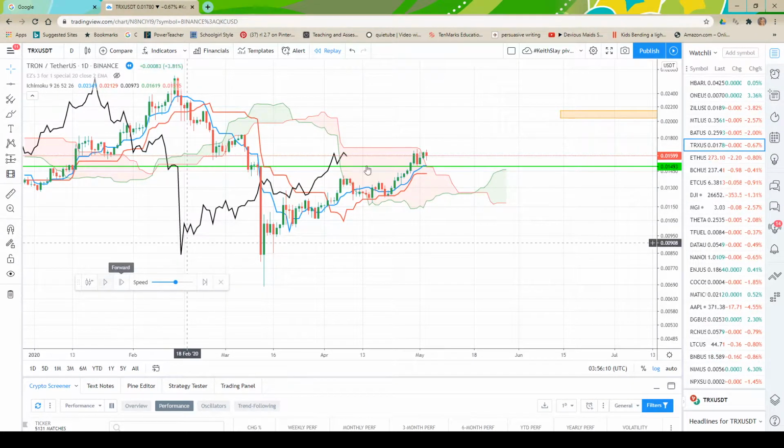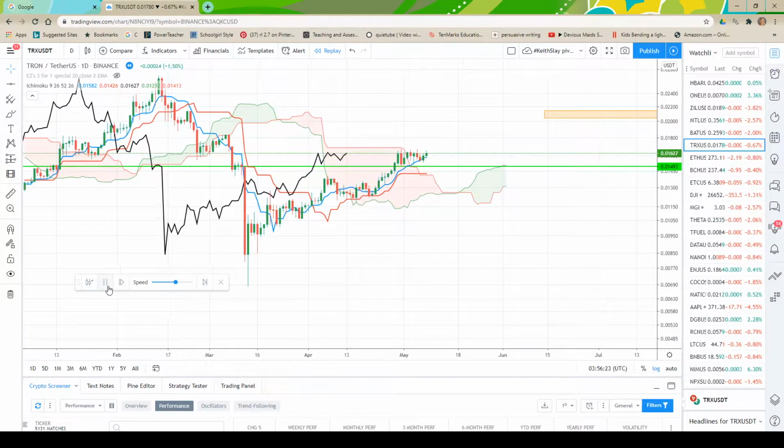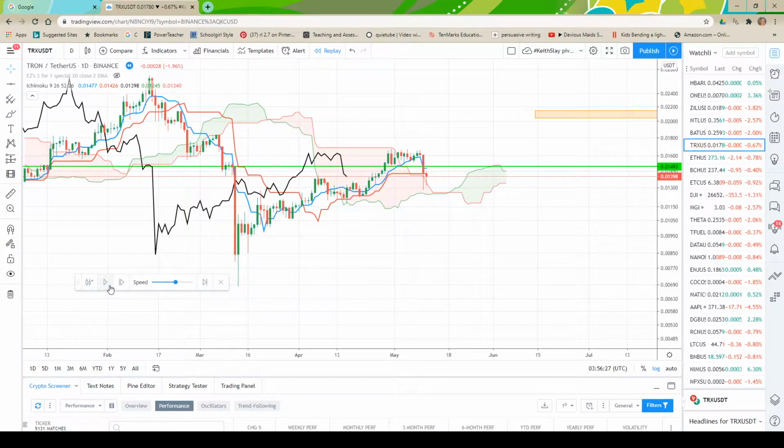Look at here. We have one factor. We have two factors. We have three factors. We still don't have this fourth. We can't buy yet. Still waiting. Good thing we waited, huh? It dumped again.